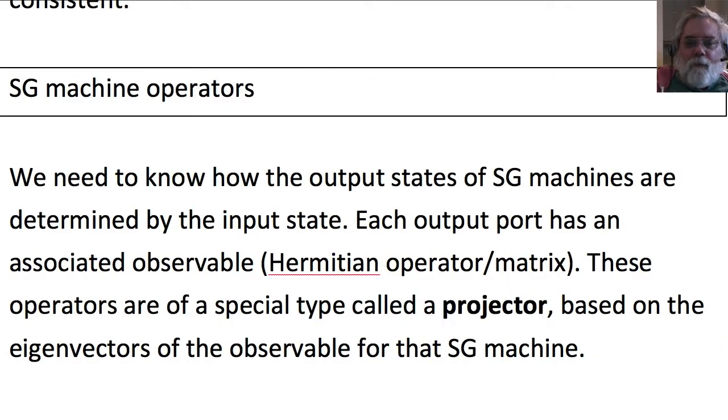Now the SG machine operators. We need to know how the output states of SG machines are determined by the input state. The only thing we've done in prior lectures is say the beam splits equally. We need to know more than that. Each output port has an associated observable or Hermitian operator, a Hermitian matrix. These operators are of a special type called a projector, based on the eigenvectors of the observable for that SG machine.